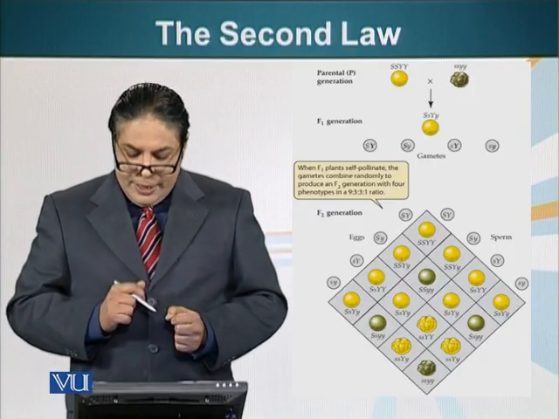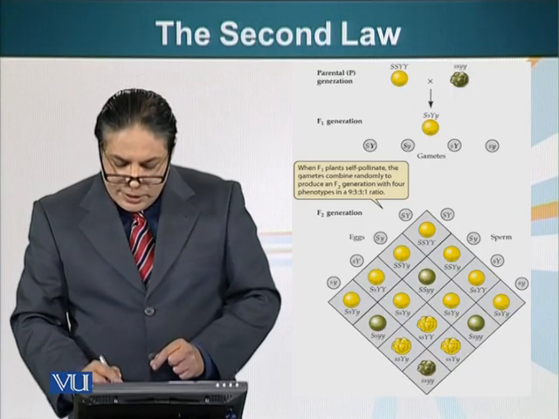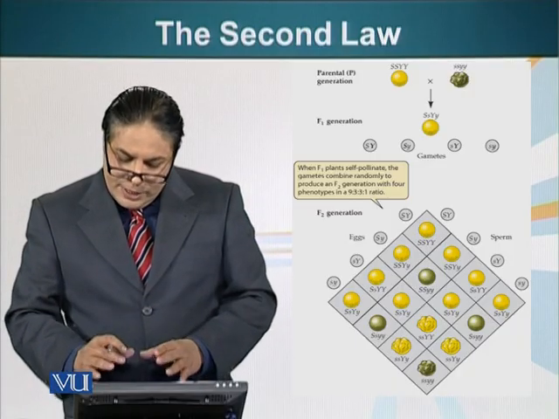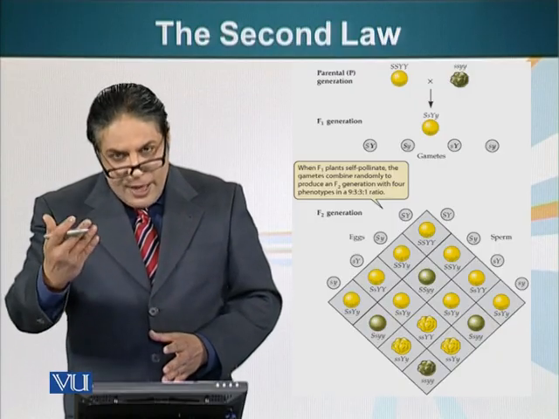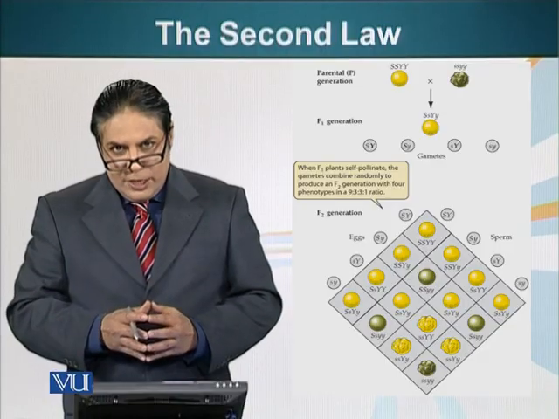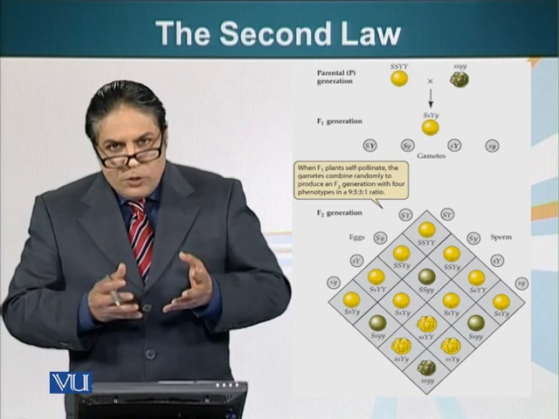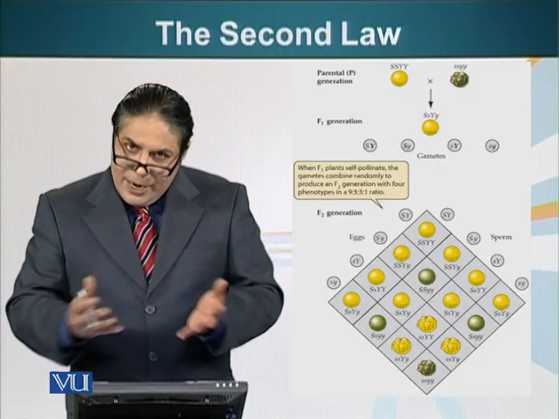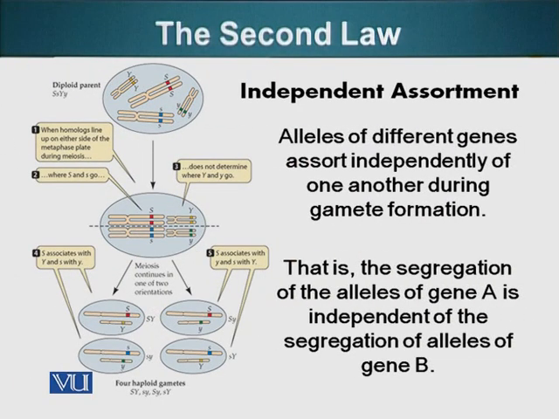Additionally, I would like to draw your attention to the recombinants. Recombinants are these 2 categories, the wrinkled seed with yellow color and the green seed with the spherical shape. These combinations were not present in either the parents or in the F1 generation. These combinations will only be possible if genes were allowed to separate from each other during meiosis, independent of each other. Therefore, with this data, Mendel came up with his second law of independent assortment.